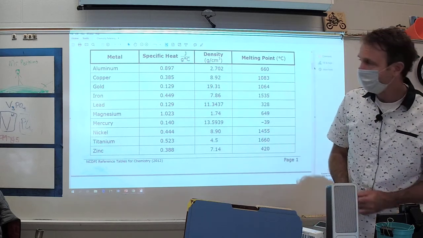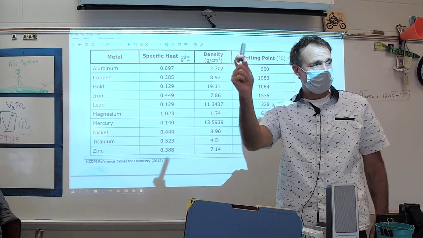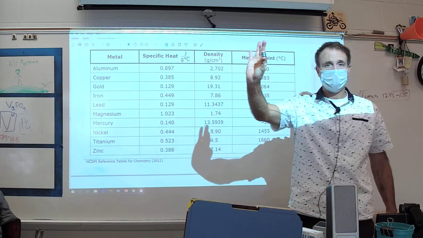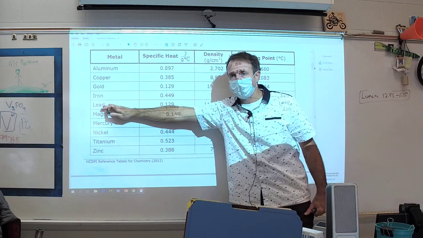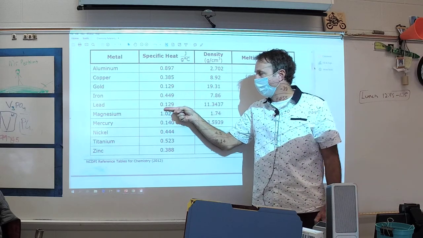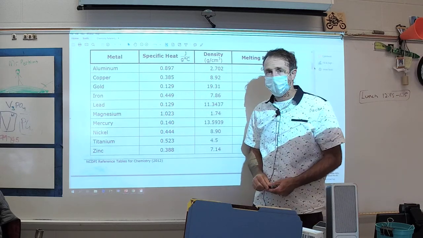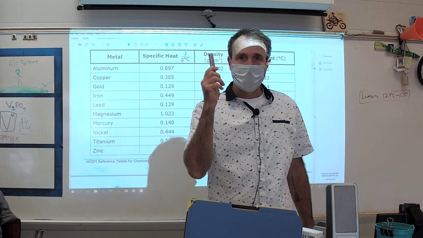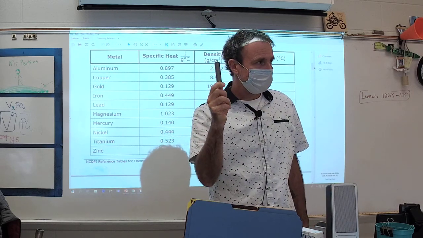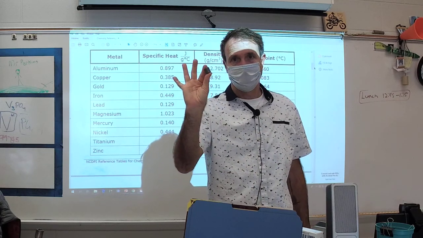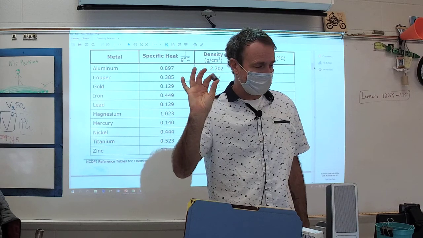So this aluminum's pretty hard to heat up. Now let's look at the lead. Everybody see the lead? Lead is right here on the bottom of page 1 again. Lead takes only 0.129 joules. So it is 7 times harder to heat up aluminum than it is to heat up lead. And we're going to prove that today in a lab.